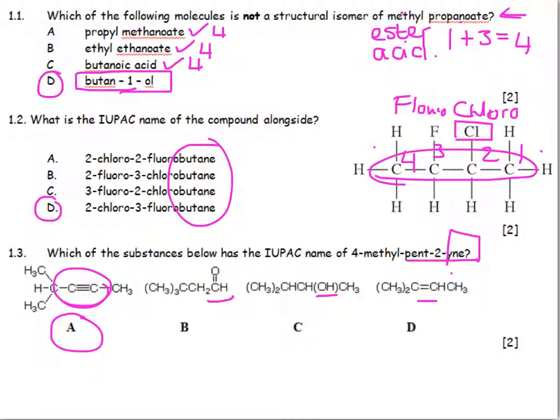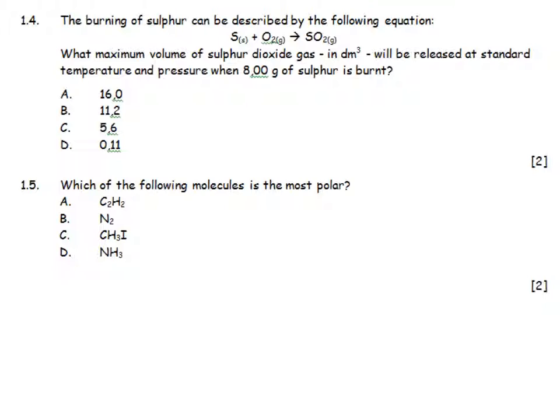We can say pent, which is 1, 2, 3, 4, 5. Yes, that makes sense. On the second carbon, there is a triple bond. Yes, 1, 2, 3. So that makes sense. And on the fourth carbon, 4, there is a methyl group. So all of that makes sense. Double checked. So A is the answer.